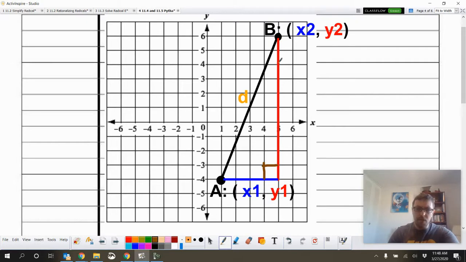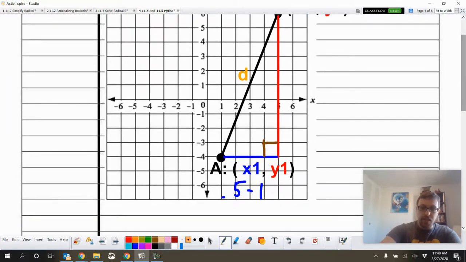But if we wanted to figure out how far apart this is, that's from 1 to 5, you know that. It should be 4. All you have to do is do 5 minus 1. Or, more technically, what you're doing is you're doing the x value of the second point minus the x value of the first point, x2 minus x1.